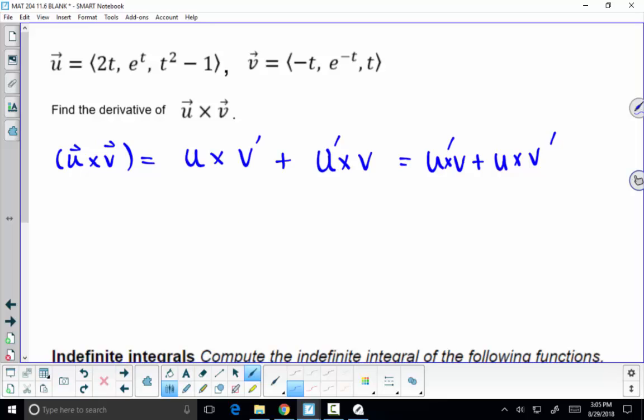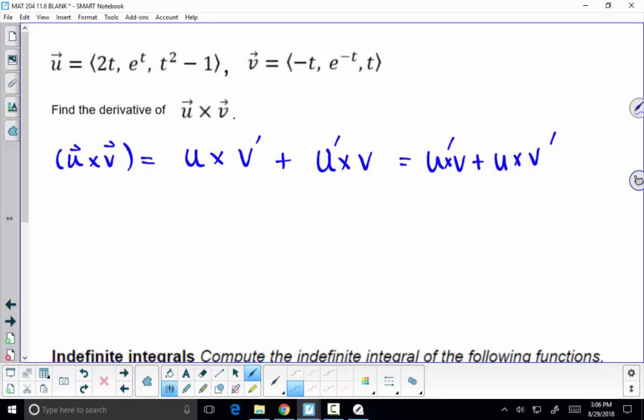You can have the derivative wherever you want, either coming first or coming second, as long as it's the U piece and the V piece in order. As long as you don't switch and have V times U.